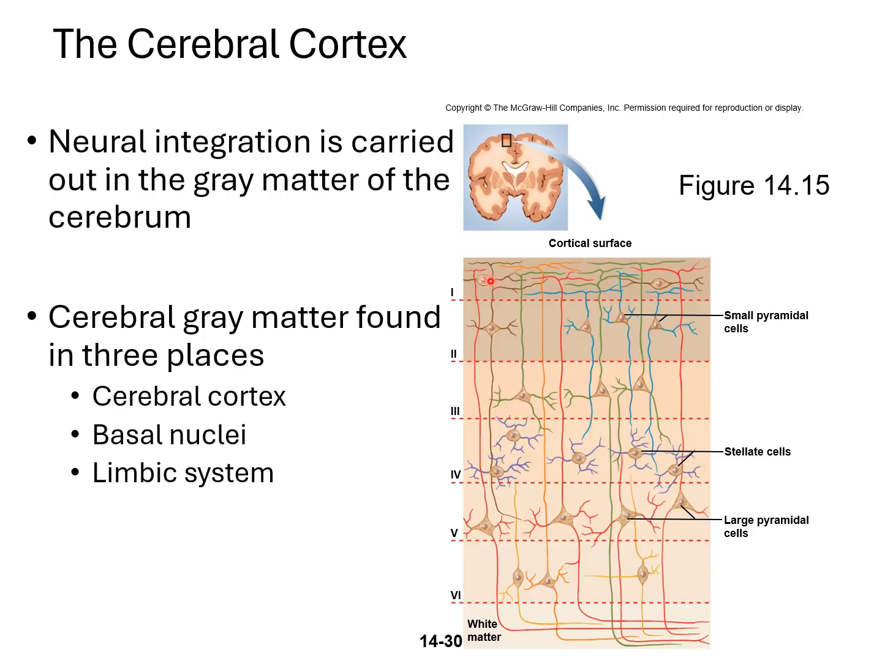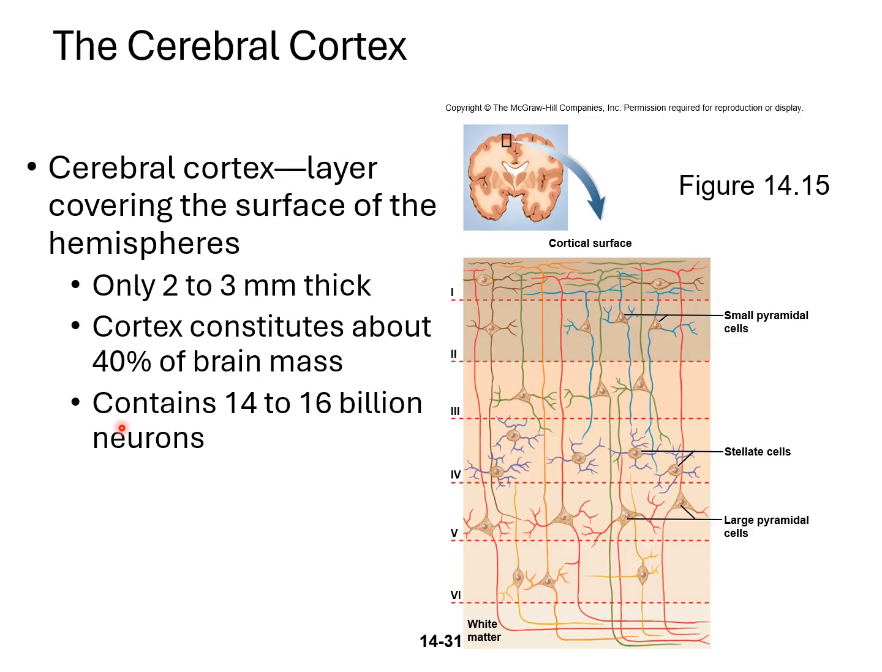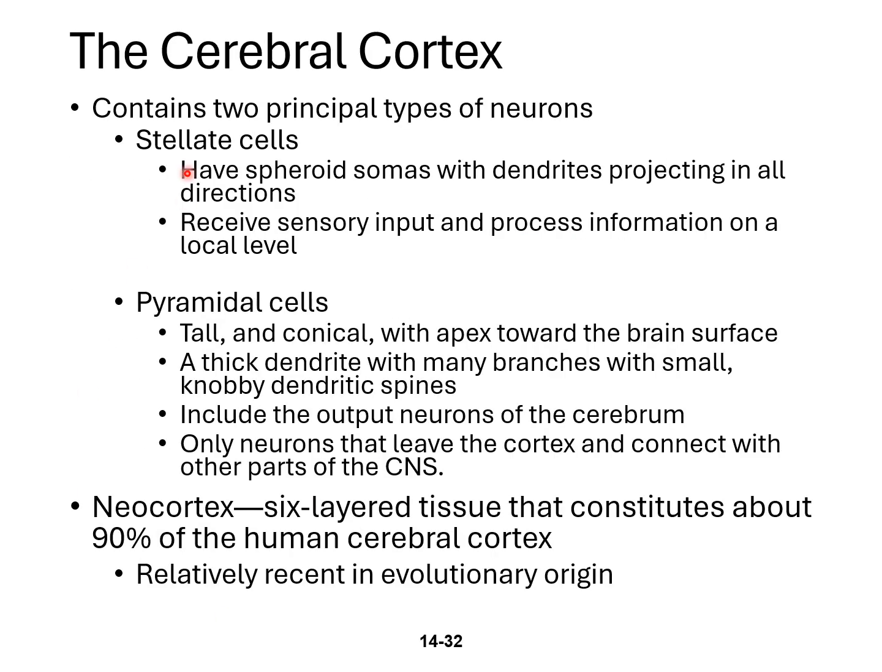So you can see everything we've learned up to this point, just by receiving all these different inputs, can make studying the brain extremely complicated. Even though it's only 1 to 3 millimeters thick, you have so many cells in that area, 14 to 16 billion neurons in the cortex, that all of those things are either going to turn on or turn off. Stellate cells, pyramidal cells, you kind of saw them. I mentioned the neocortex because it's 6-layer instead of 5. 90% of the human cerebral cortex is going to be 6 layers.